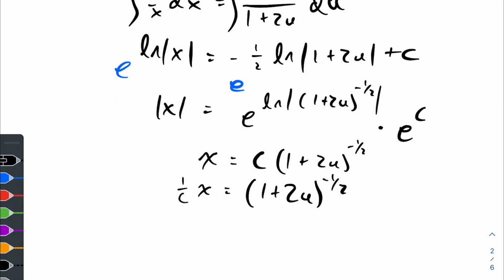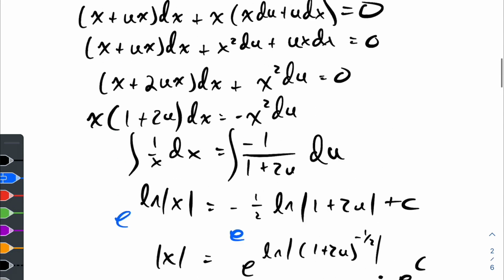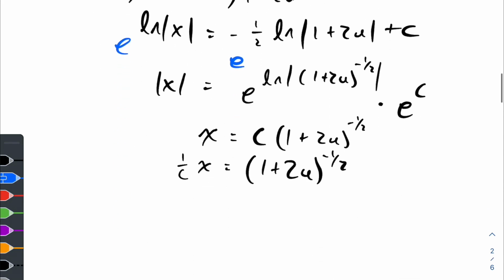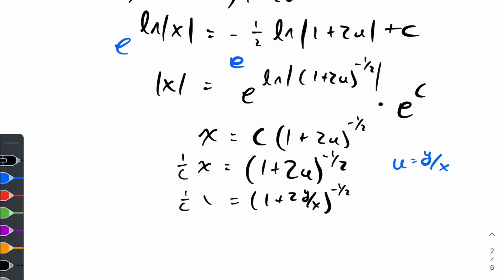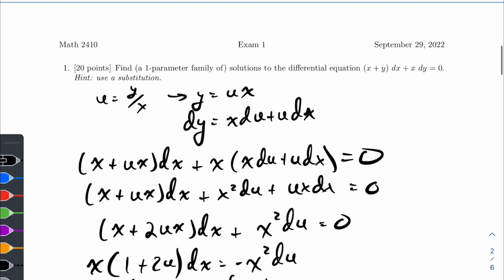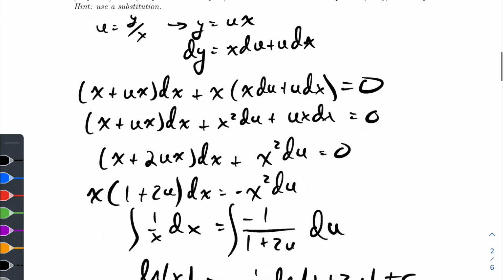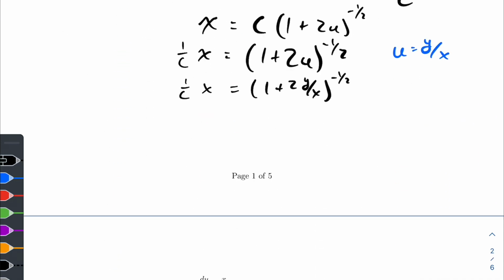Okay, so now I'm going to sub back in for y. u is equal to y over x. So this is 1 plus 2y over x to the negative 1/2 equals 1 over c times x. Is it asking for an explicit solution? It doesn't really specify if we should find an explicit or implicit. This is a perfectly fine implicit solution. If you wanted to find an explicit solution, I'll go the extra mile right here. If you don't care, you can just skip ahead and avoid watching me struggle.